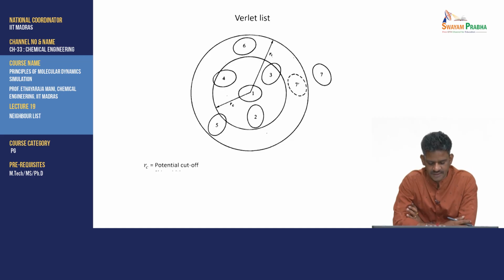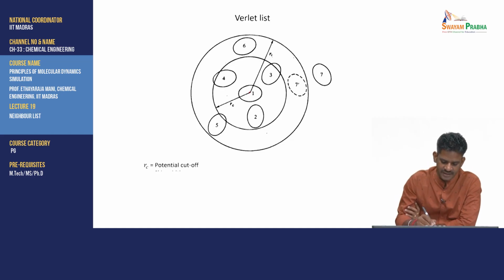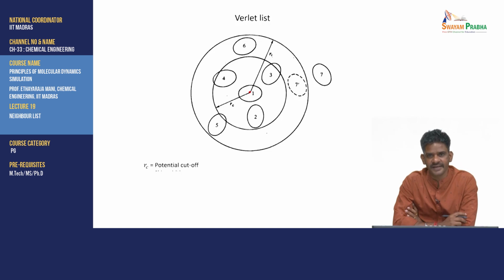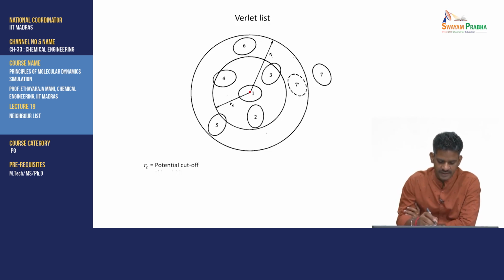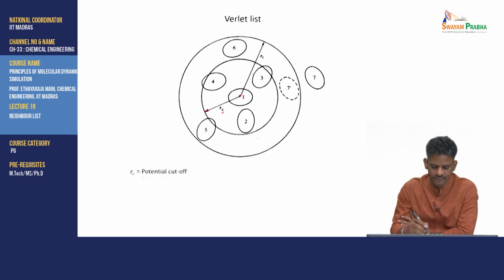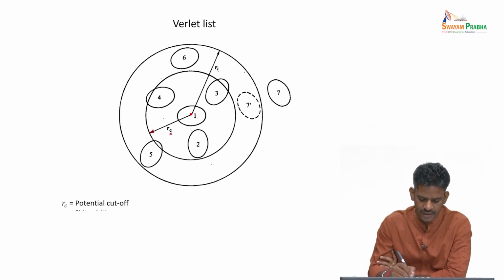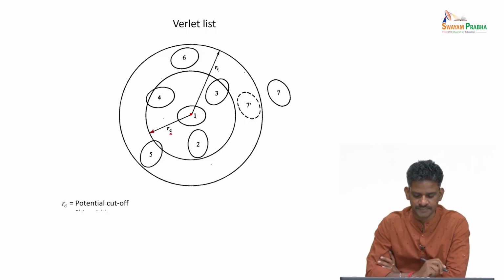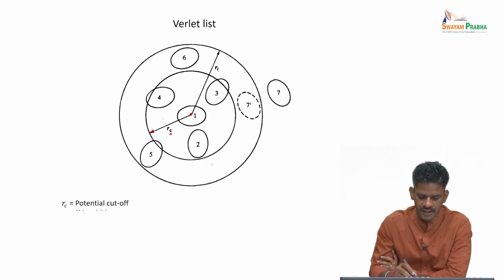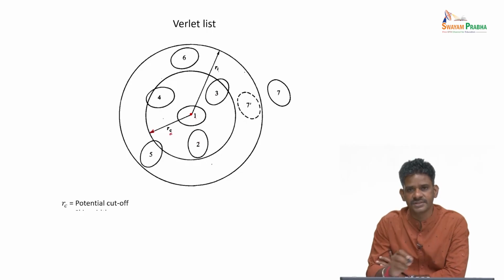In this Verlet list, you can see that we have taken a target particle 1, we are tagging it here, and then we define as before a potential cutoff RC. That means we want to take only the neighbors within this particular circle to calculate interaction between 1 and 2, 1 and 3 and 1 and 4. And any particle lying outside this circle of RC is not considered for the calculation of forces. This we know already.